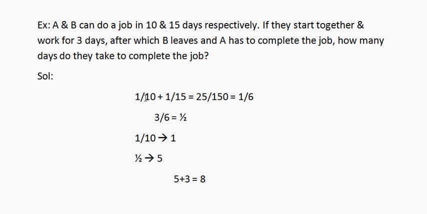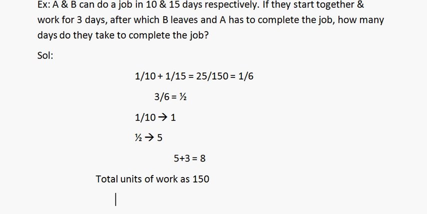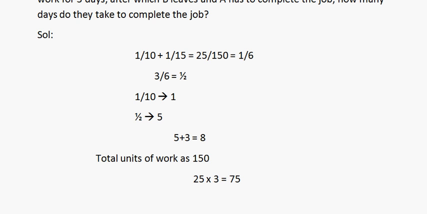So these reciprocals and all that stuff are not at all required if we use the total units of work as 150. In 1 day, A and B, as we did in the earlier example, do 25 units of work. And how many would they do in 3 days? 25 into 3, which is equal to 75. So residual work is 150 minus 75, 75 units, which has to be done by A.